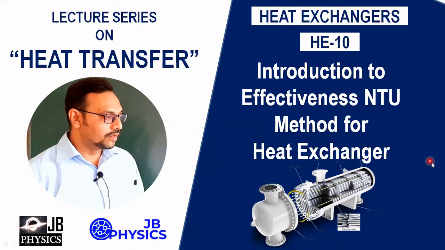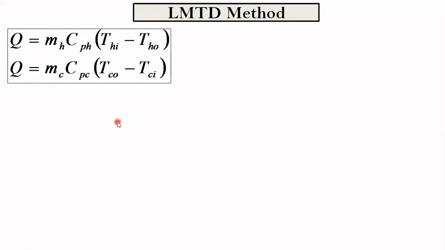In this lecture, we will discuss the second method for analysis of heat exchanger, that is the effectiveness NTU method. So let's first recall the LMTD method. In case of the LMTD method, normally three temperatures are given to us. Based on these three temperatures, using these m Cp delta T equations, we can find out the fourth temperature.